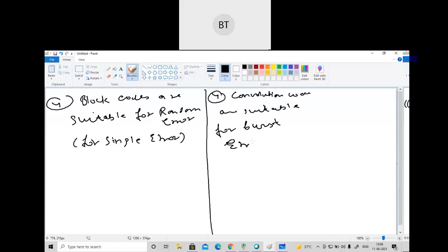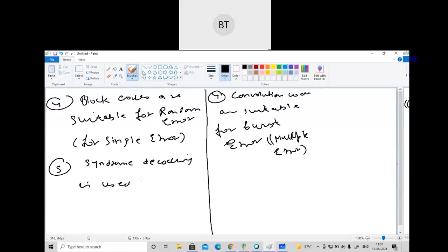Sometimes in the paper they will ask you to differentiate between the block codes and convolution codes. So you have to keep in mind all those things which I am discussing here. The fifth point is that in block codes, decoding is done by syndrome. Syndrome decoding is used for decoding the received signal. We always prefer the syndrome decoding.